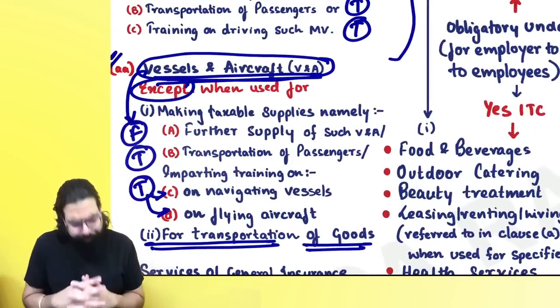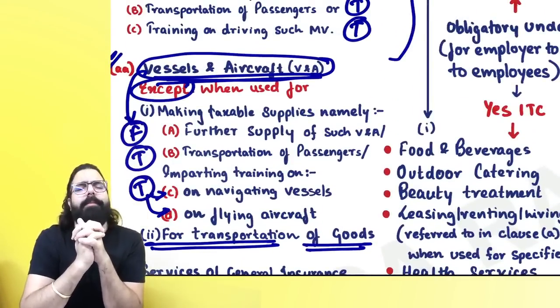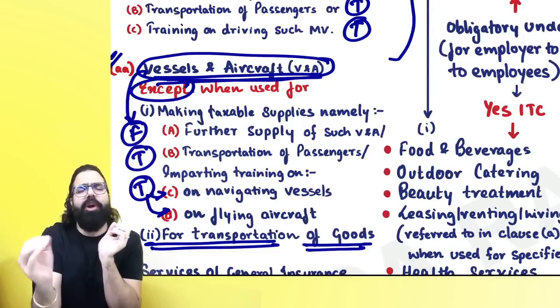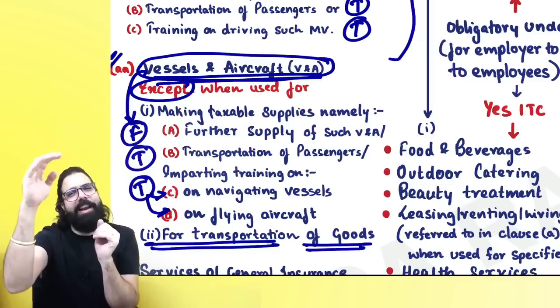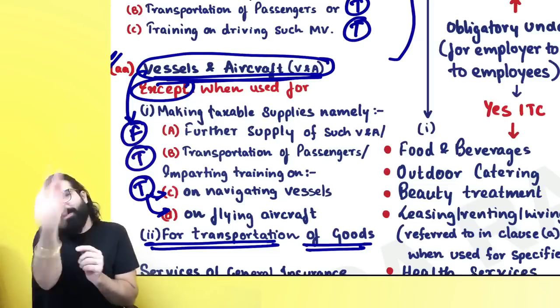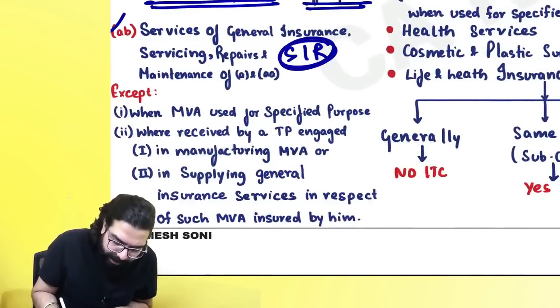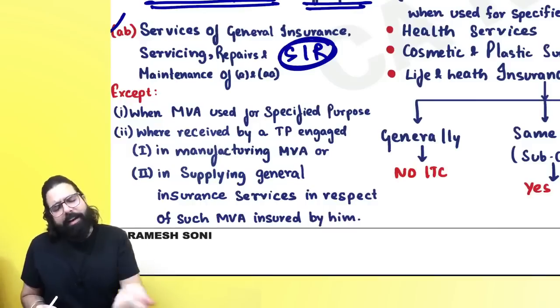Always remember, if credit is blocked on the main vehicle, then the credit on that vehicle's servicing, insurance, repair and maintenance also will be blocked. But if credit on the main vehicle is allowed, then the credit on that vehicle's servicing, insurance, repair and maintenance also will be allowed. Generally, any servicing, insurance, repair and maintenance credit will be blocked.